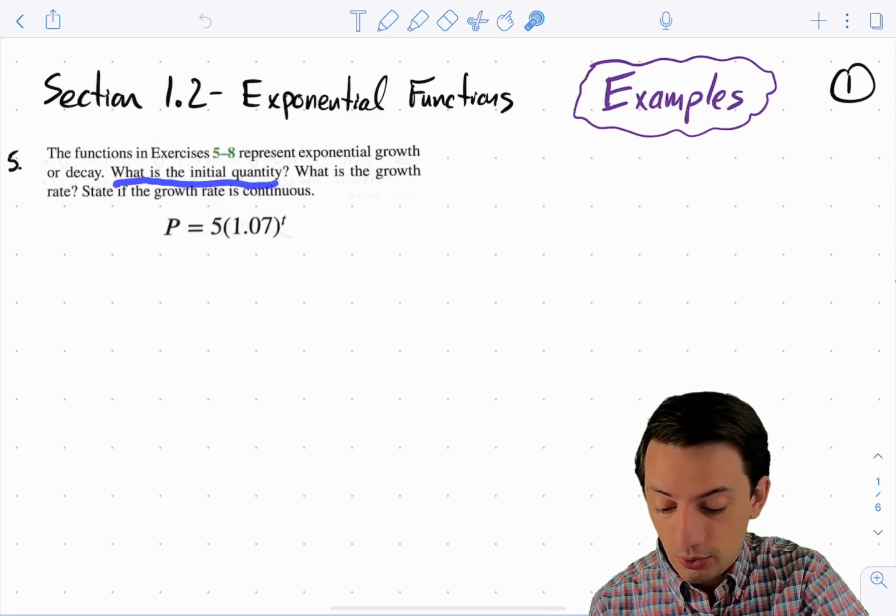What is the growth rate? And then there's this other part, state whether it's continuous. We are ignoring that part. That will come up in a later section, so you can ignore that part for now. So first, what is the initial quantity?